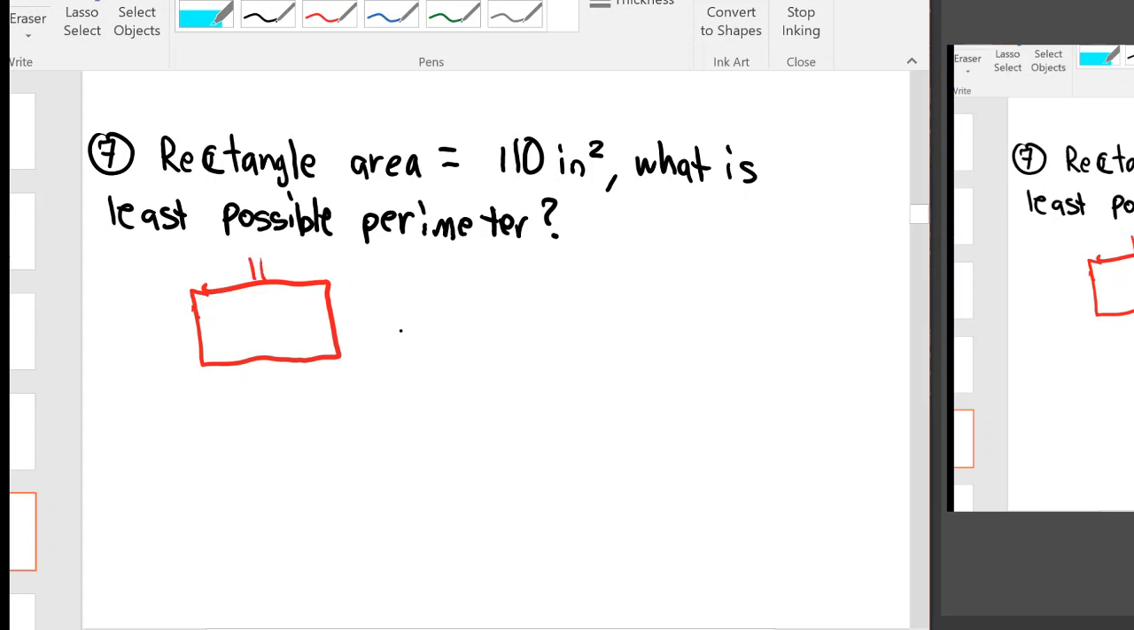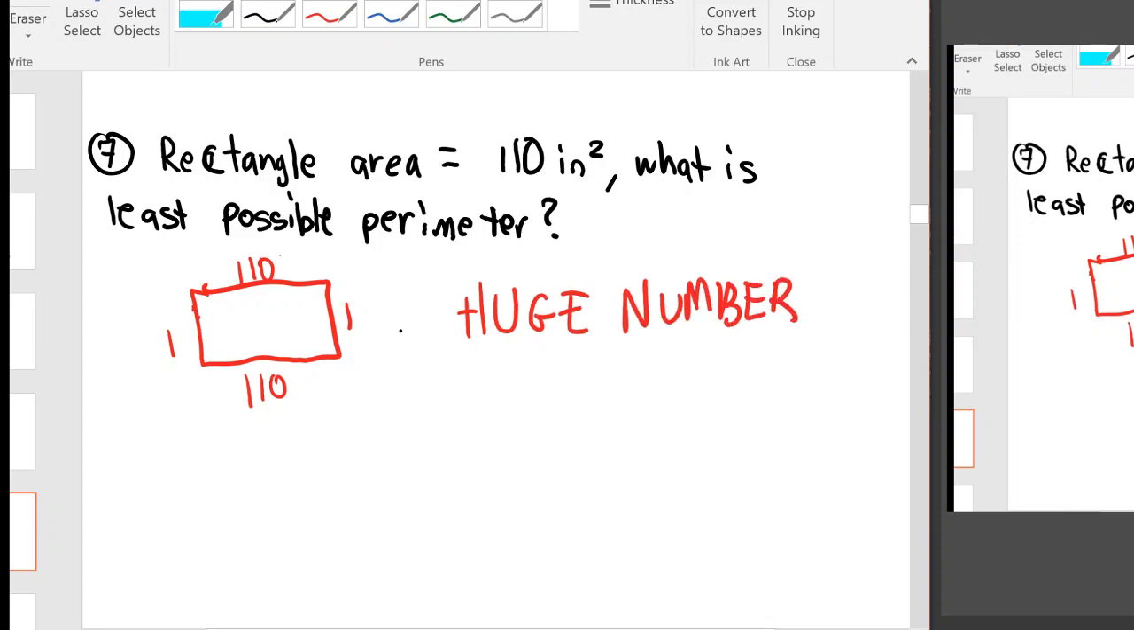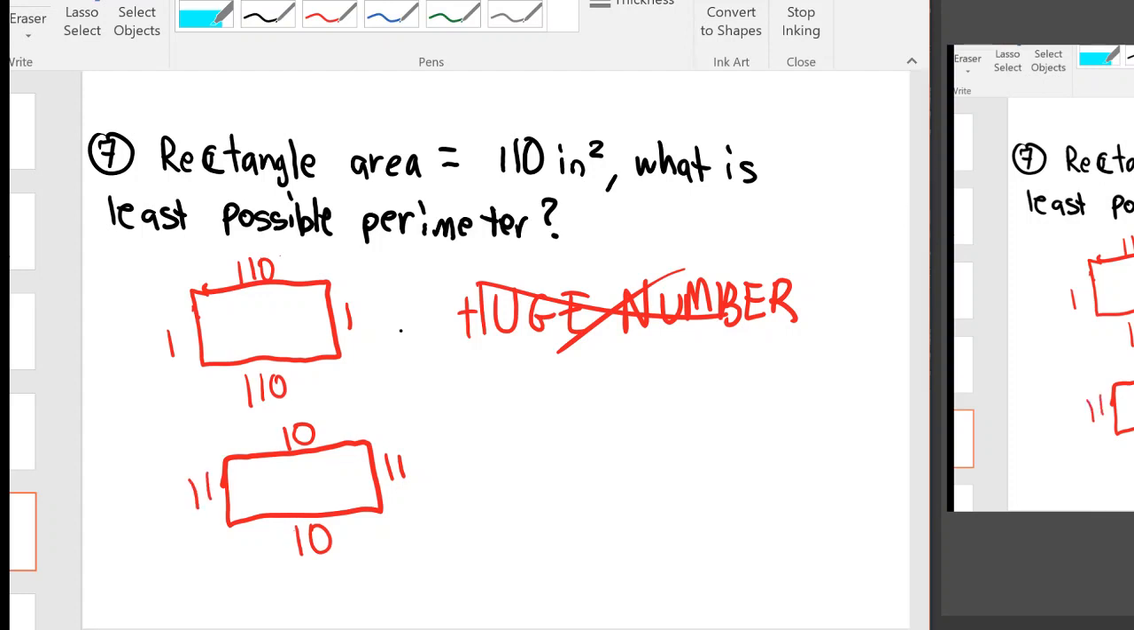Now, suppose I had 110 and 1. You have to remember, a rectangle has 4 sides. This is going to give me a huge number, and that's not what I want. What you're going to notice is the closer the numbers are together, the smaller the perimeter is going to be. So let's find the 2 closest numbers together. That's 10 and 11.